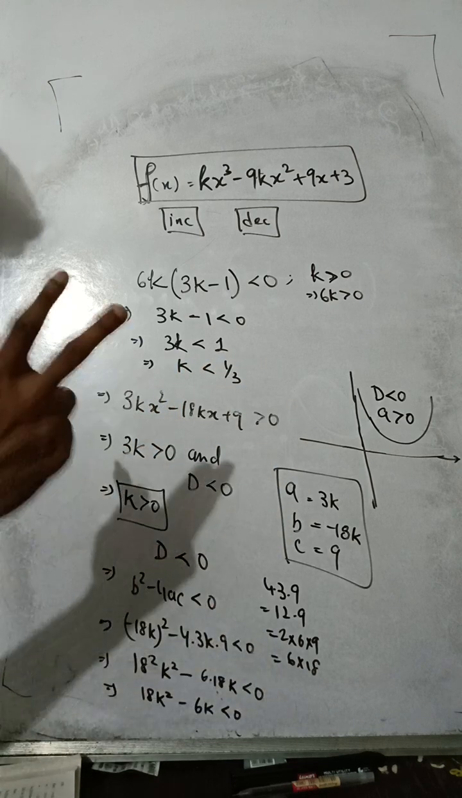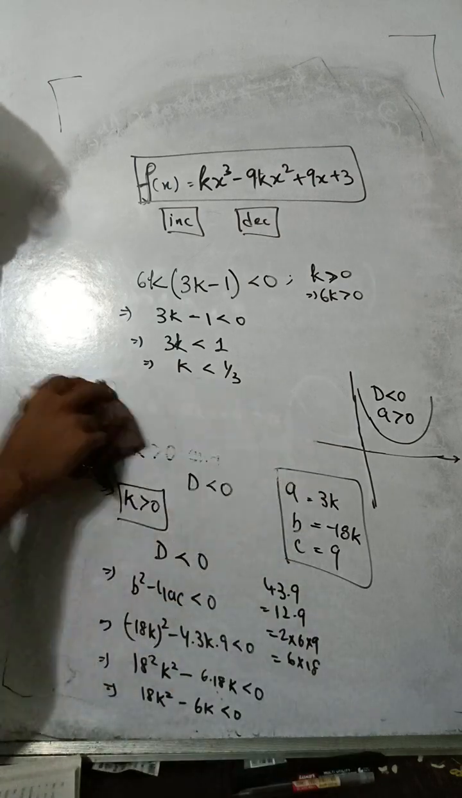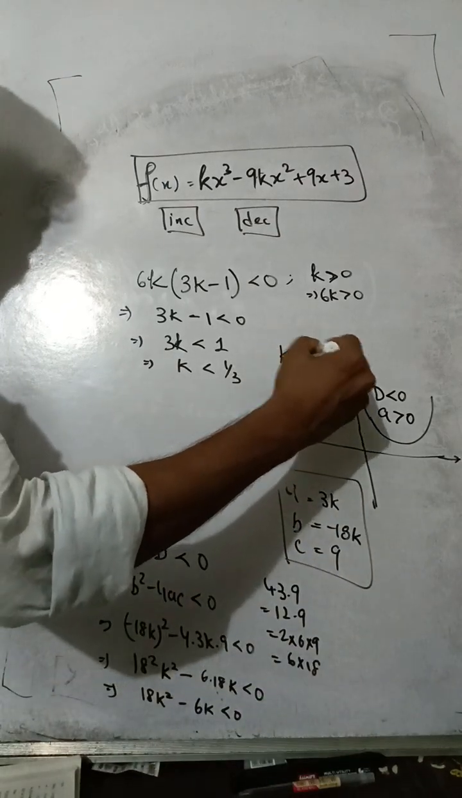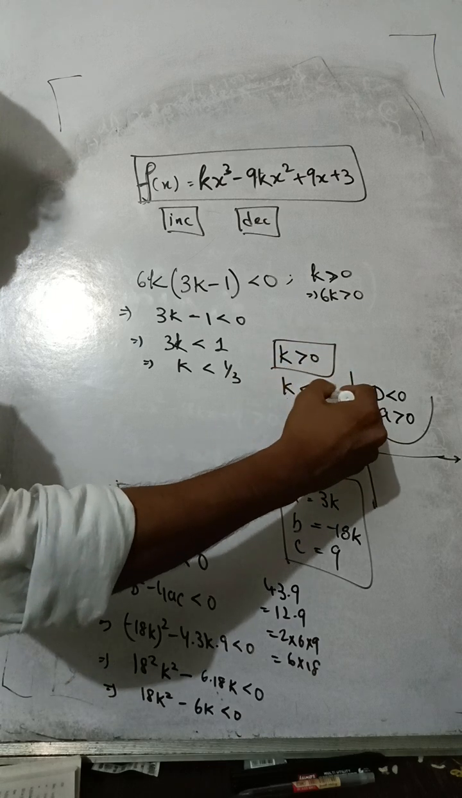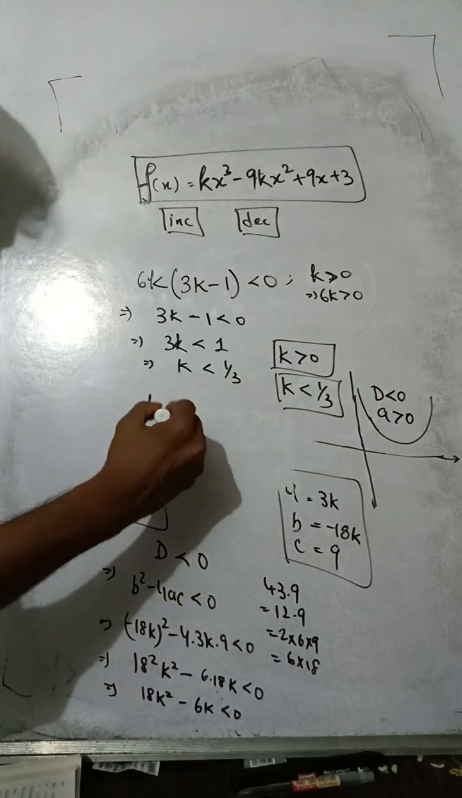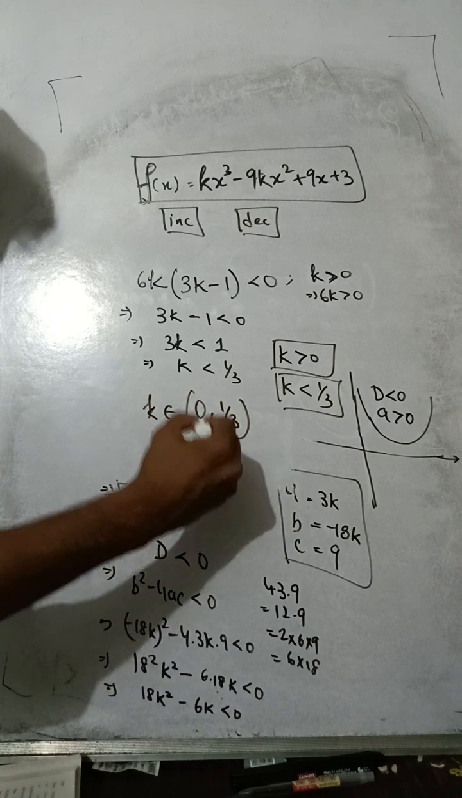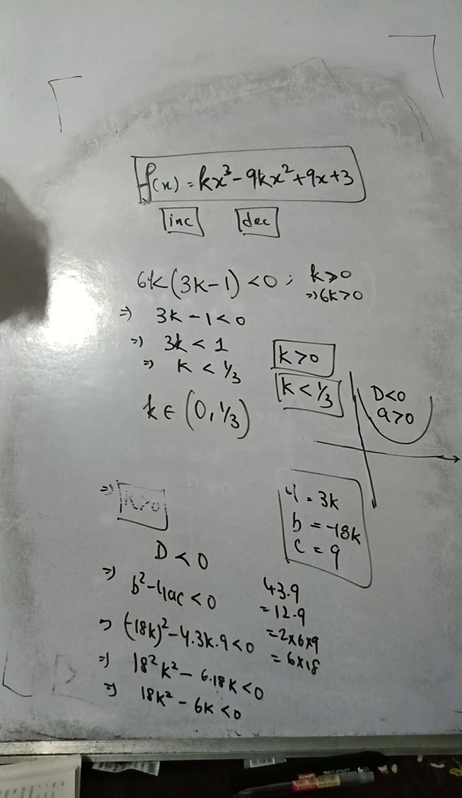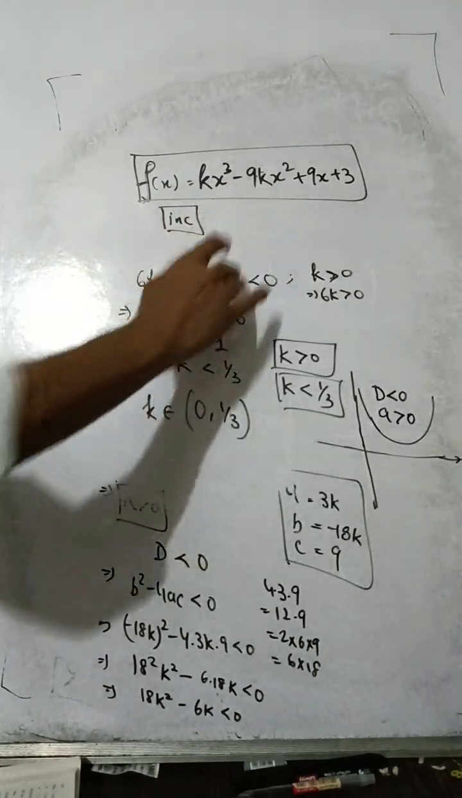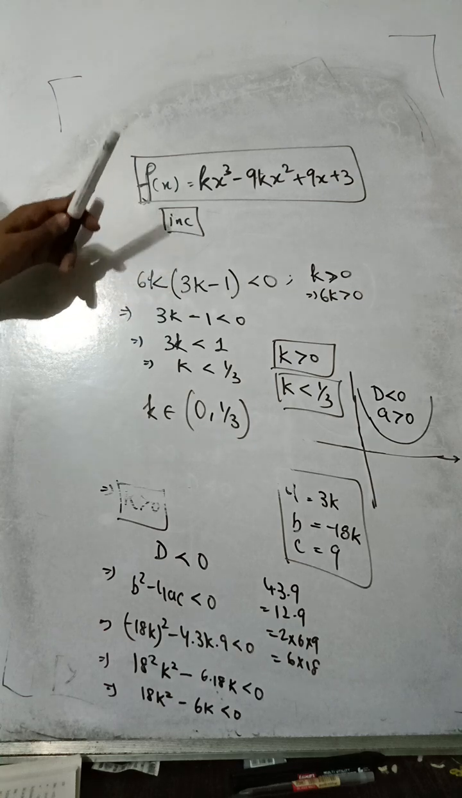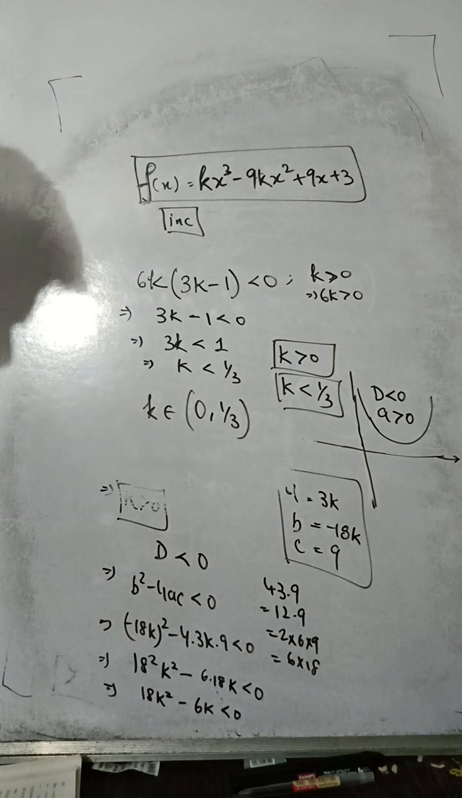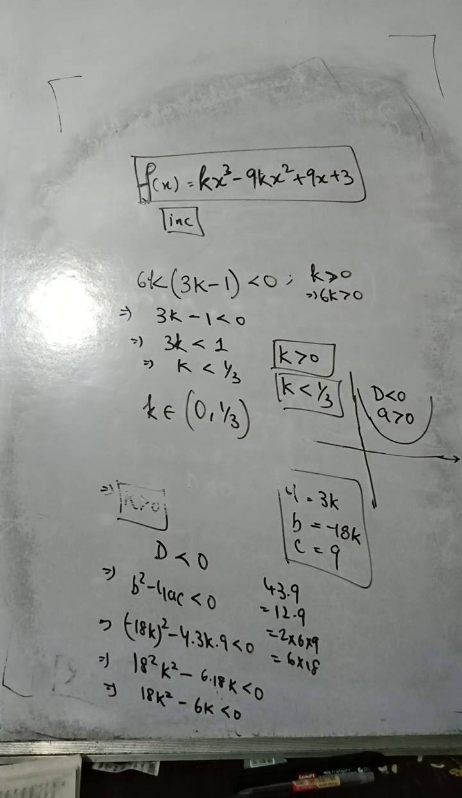This means we found two things. First of all, k must be positive, and the next thing is k must be less than 1/3. So the value of k must be in the interval 0 to 1/3. They were asking for the value of k. In the question, they have already said that this is an increasing function, and for this increasing function you have to find the value of k. So yeah, that's the sum.